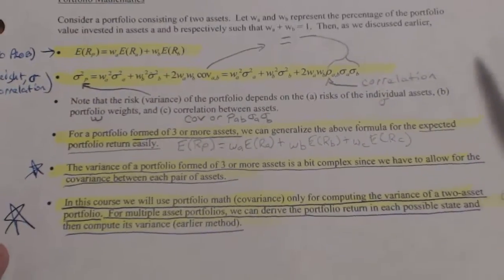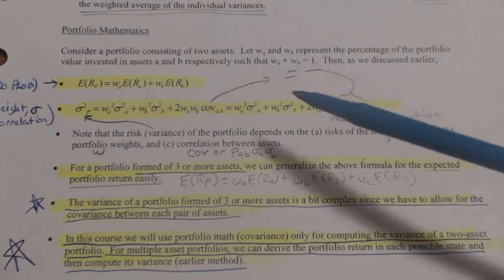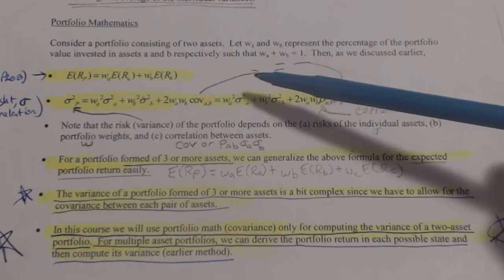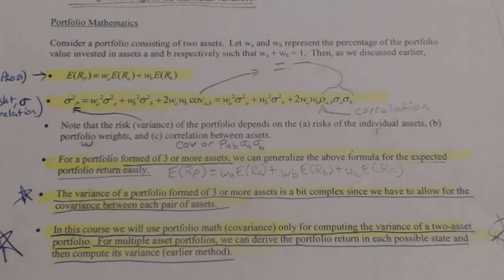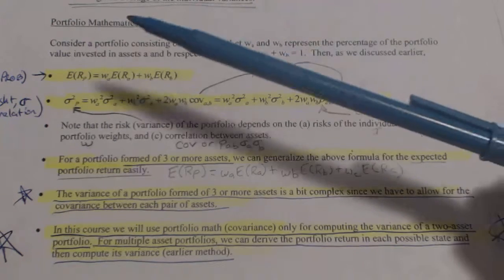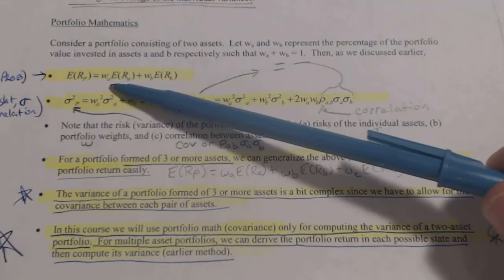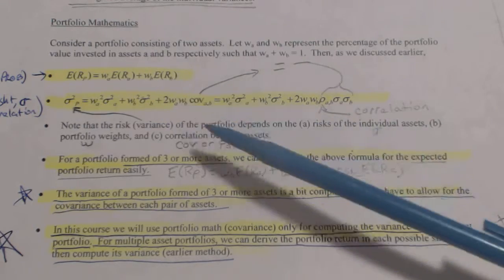All right, so moving down the page, it talks about portfolio mathematics. Consider a portfolio consisting of 2 assets. One has the weight of WA, and WB represent the percentage of the portfolio, so the weight of the portfolio. So to figure out the expected return, the expected return equals the weight times the return plus the weight times the return.